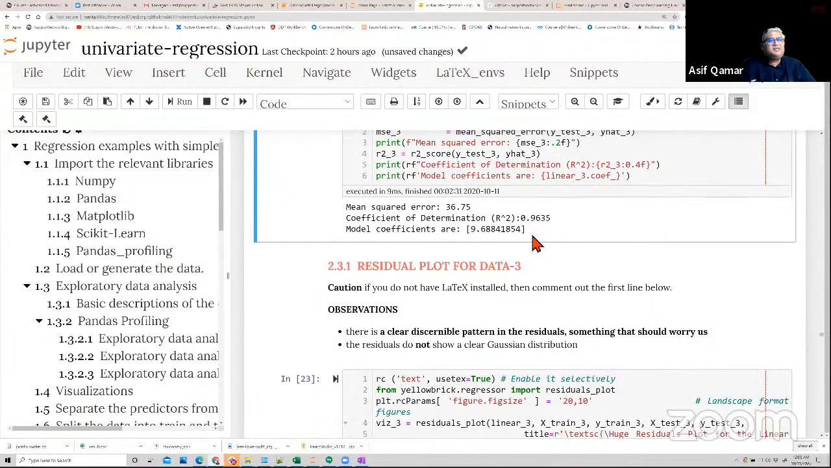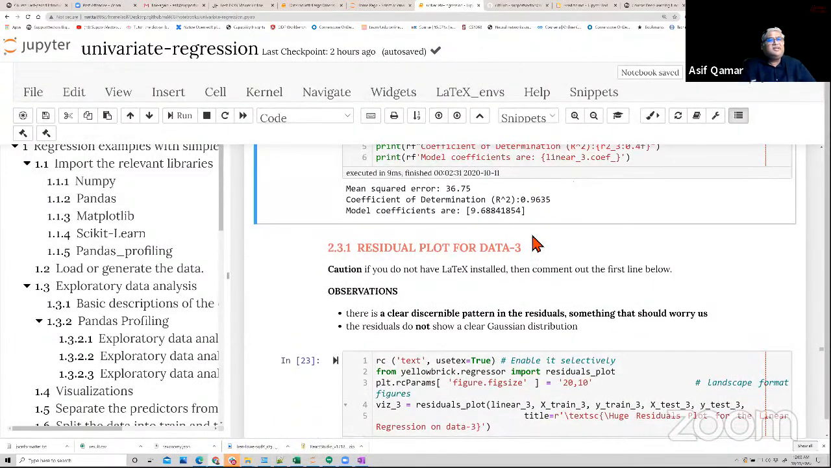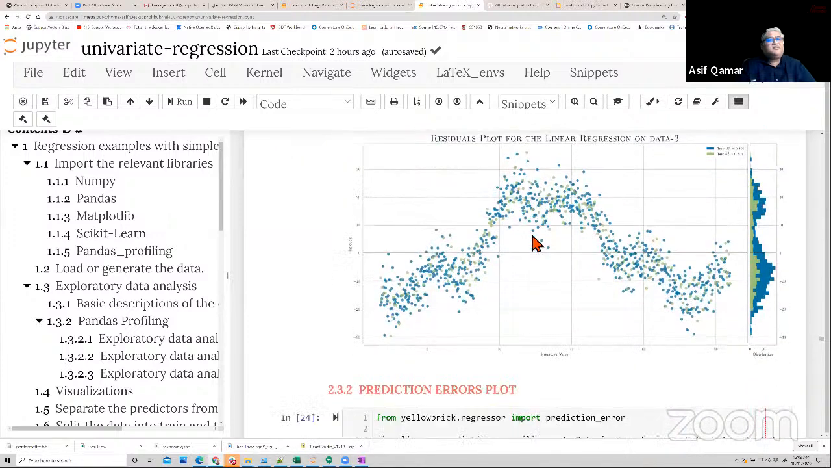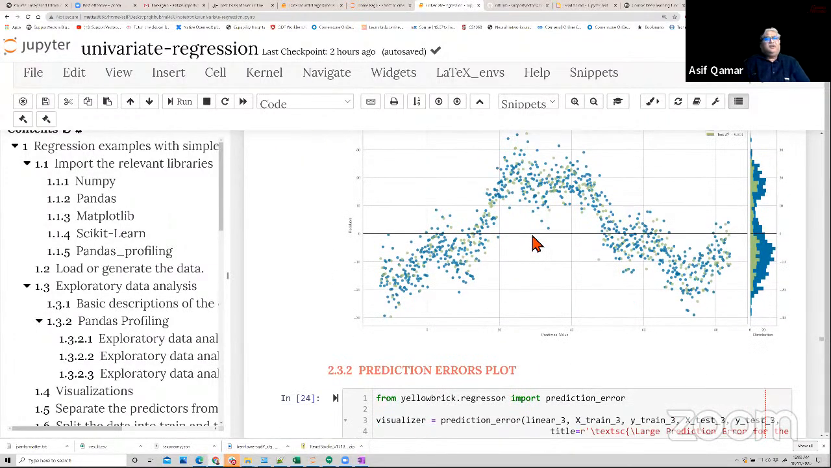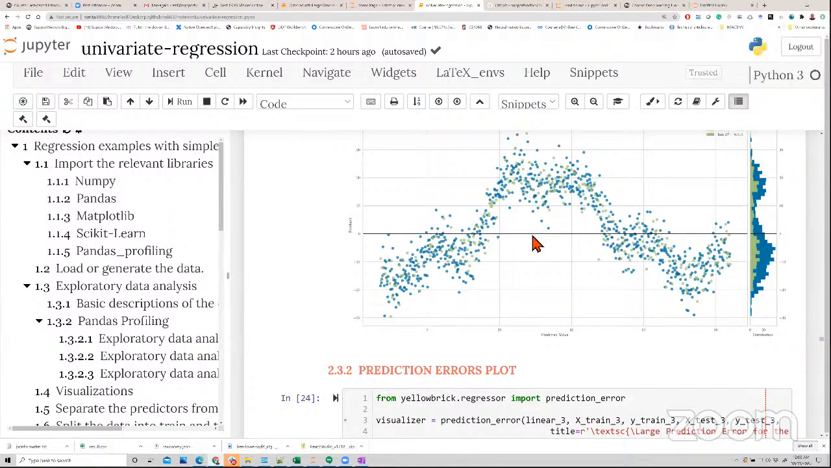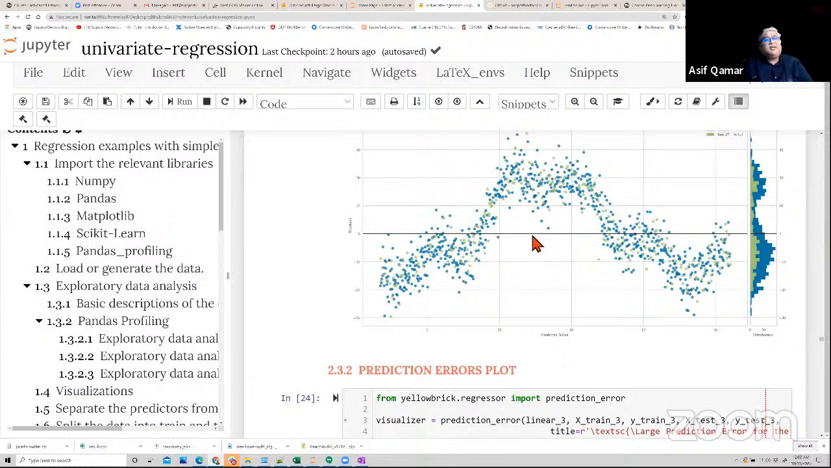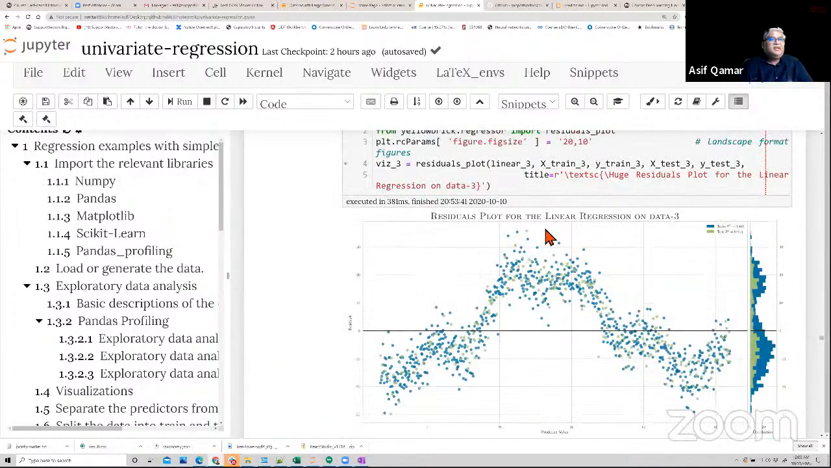Let's see from the residual plot if hopefully we don't see a pattern. So this is the residual plot. What do you say? Do you see a pattern or you don't see a pattern? We see a pattern. This pattern is not as pronounced as data set 2, but there is still a pattern. So that is the importance of residuals, of making residual plots.